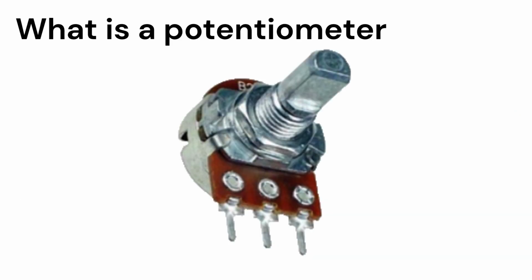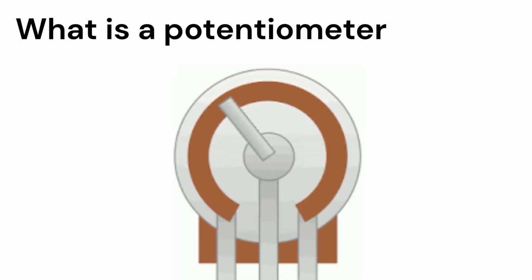A potentiometer is an electronic component that functions as a variable resistor. By turning the knob, the resistance between the first and third pins changes, allowing you to control the voltage that flows through the middle pin.